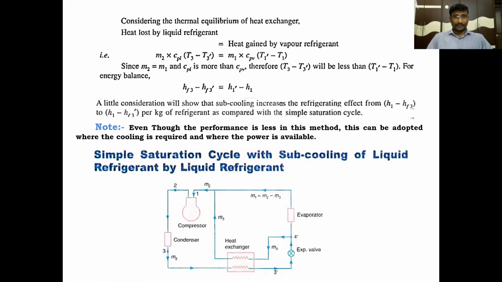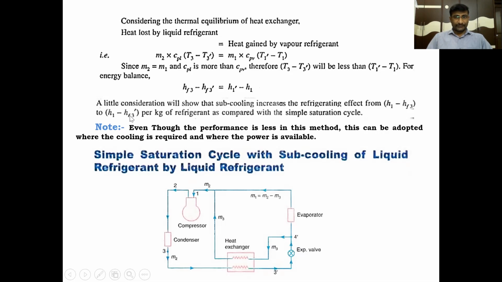So T3 minus T3 dash is always less than T1 dash minus T1. That is, the degree of subcooling is less than the degree of superheat. Otherwise, HF3 minus HF3 dash is equal to H1 dash minus H1. In terms of enthalpies, the difference in enthalpy during subcooling is equal to the difference in enthalpy during superheating. A little consideration will show that the subcooling increases the refrigeration effect from H1 minus HF3 to H1 minus HF3 dash.